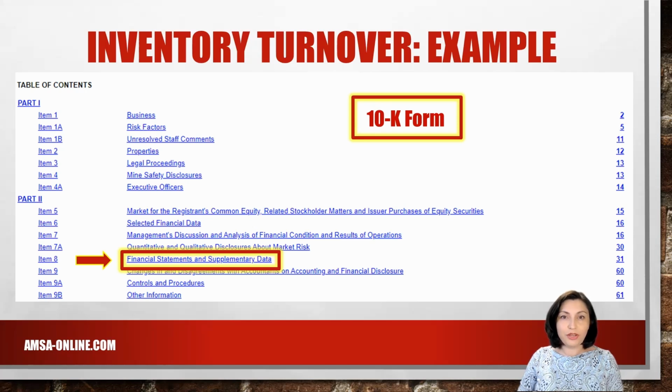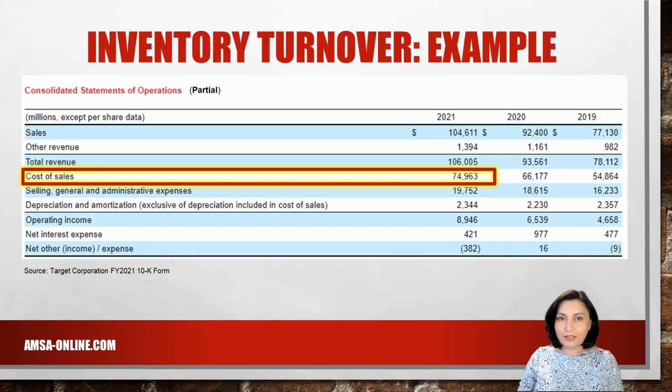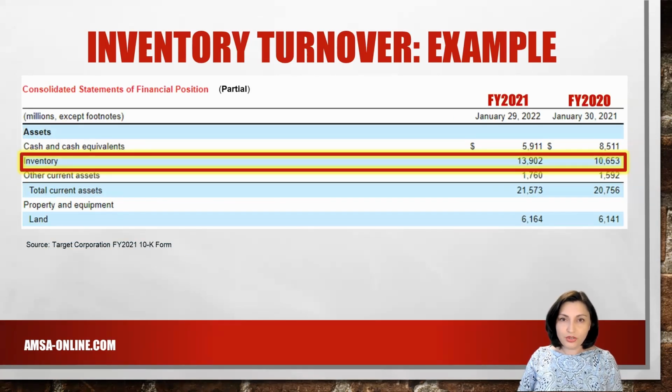The beginning inventory for the current year is the same as the ending inventory for the previous year. The fiscal year 2021 income statement of Target Corporation shows a cost of goods sold of $74,963 million. The balance sheet shows $13,902 million in inventory as of the end of the fiscal year 2021 and $10,653 million as of the end of fiscal year 2020.